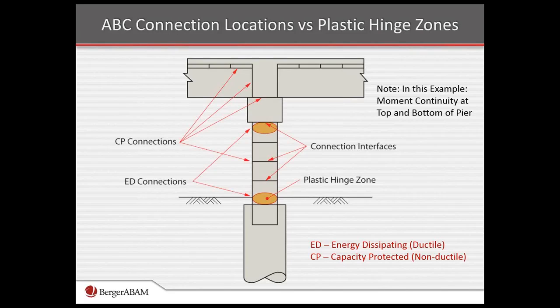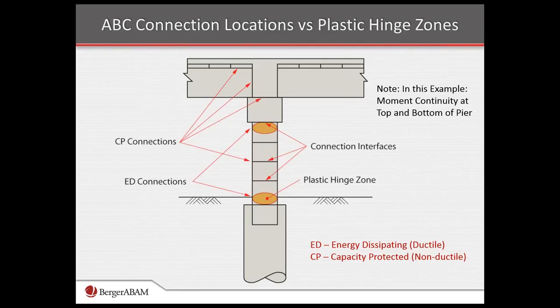Now, when we go into accelerated bridge construction and start placing various connections between prefabricated elements, then some of those connections may be in these zones where we expect plastic hinging, as shown in this slide, where a plastic hinge might be expected to form at the base of the column, top of the shaft there, and then just under the cap beam at the top of the column. And in this case, we've got moment continuity both at the top and the bottom of the pier in the longitudinal direction for this slide.